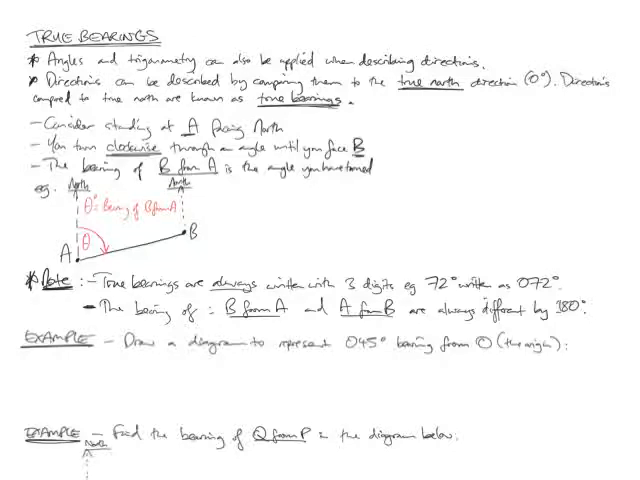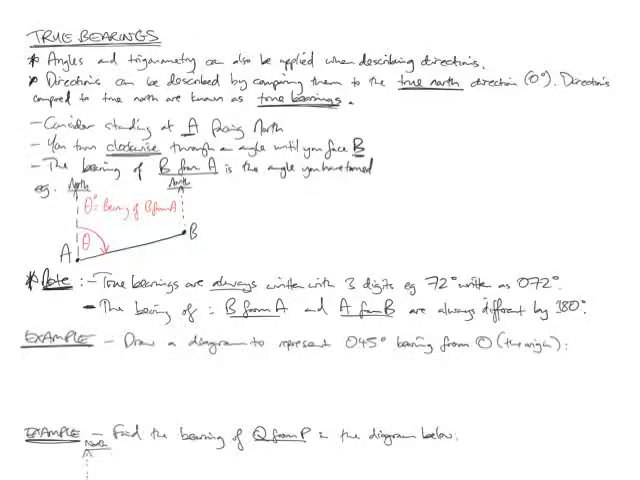Directions can be described by comparing them to true north. Direction at true north will be, in this idea of true bearings, 0 degrees. If you're traveling at 0 degrees, you're going directly north, directly up on a map. Directions compared to true north are known as true bearings because they're compared to true north.